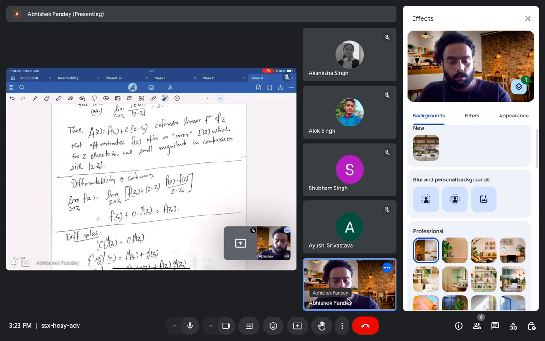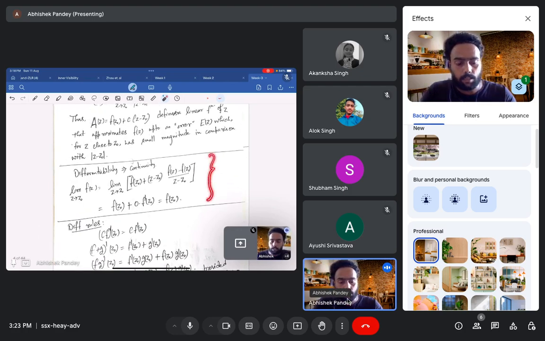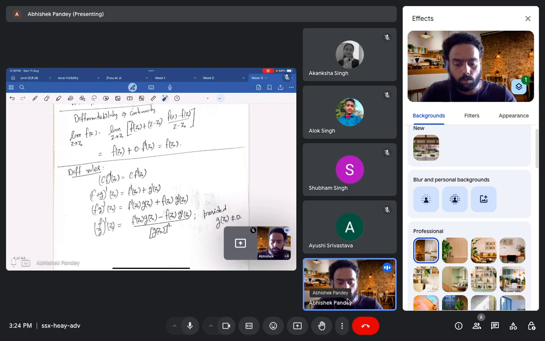Fine. So differentiability implies continuity. The proof is easy. Some differentiation rules we have, I will not repeat those things. It is there in the notes, you can go through.